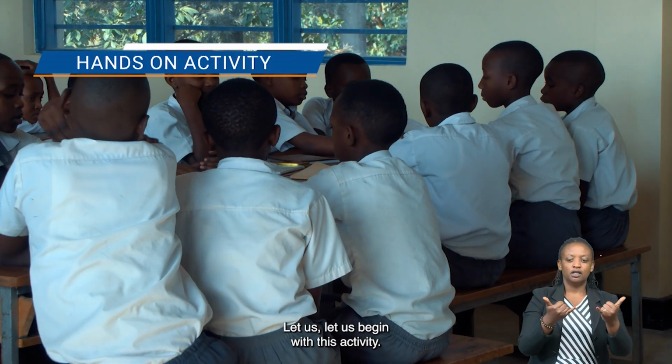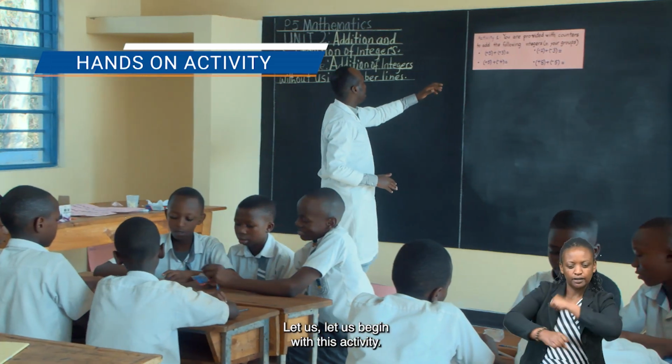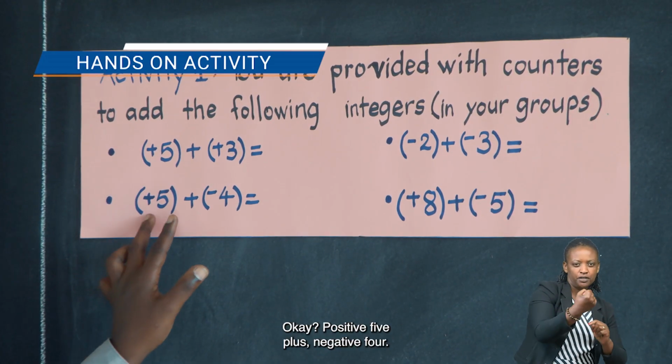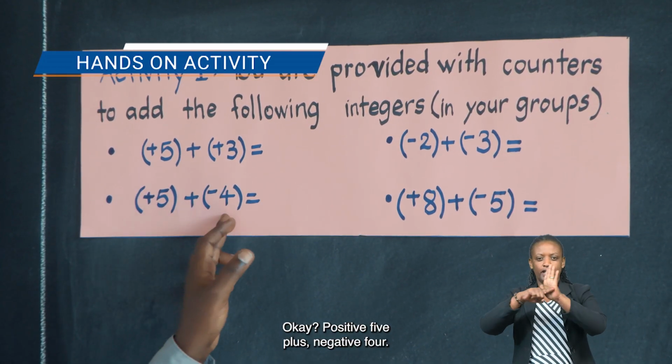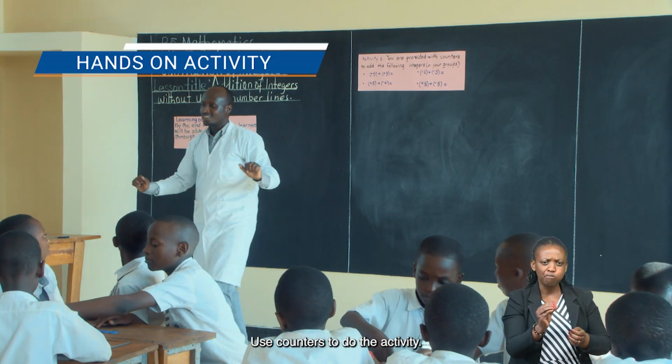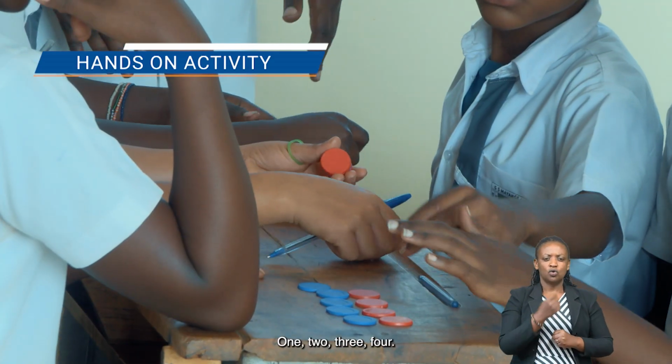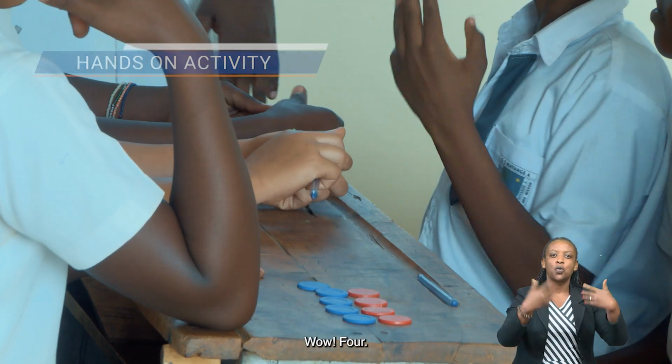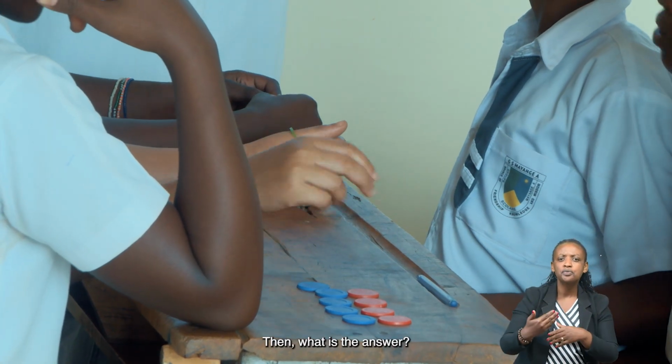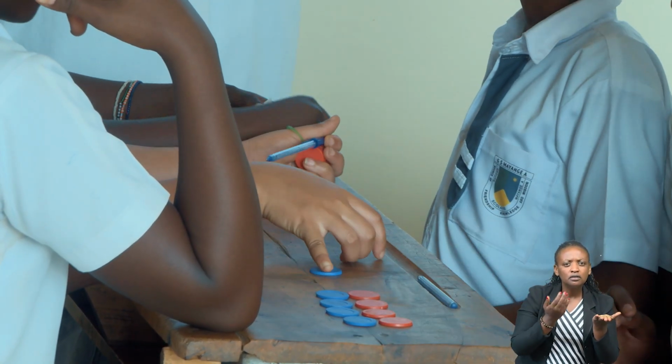Let us begin with this activity. Positive 5 plus negative 4. Use counters to do the activity. 1, 2, 3, 4. Wow, 4. Then what's the answer? Why is it the answer?